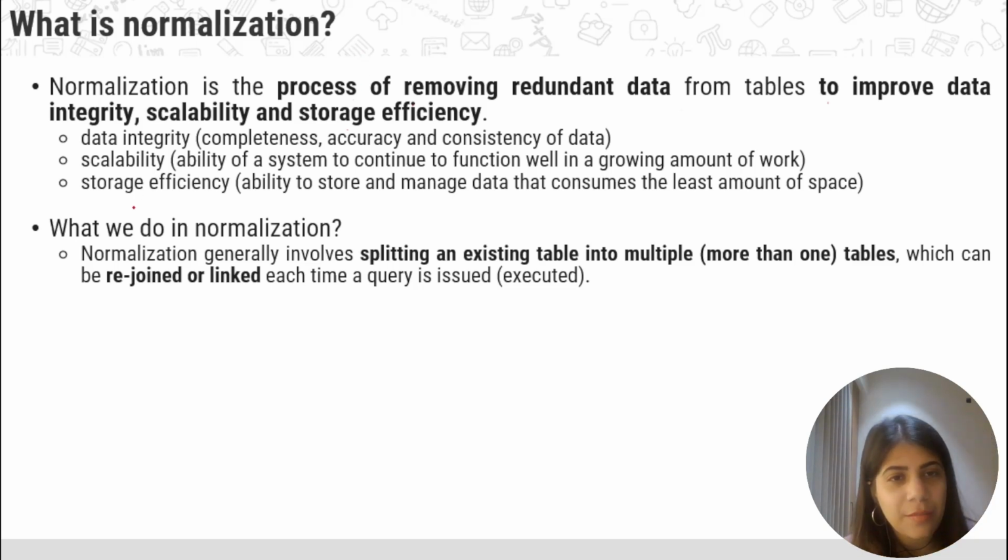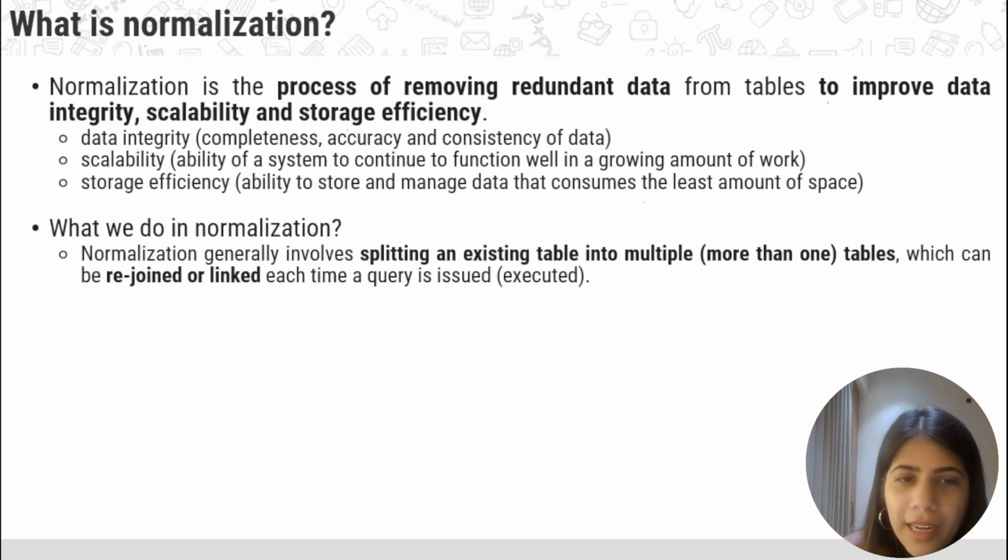Right? Data integrity means what? Completeness and accuracy of that data. Inconsistency नहीं होनी चाहिए उस data में. Scalability मतलब ability of a system to continue to function well in growing amount of work. Storage efficiency, to be able to store and manage data that consume the least amount of space.